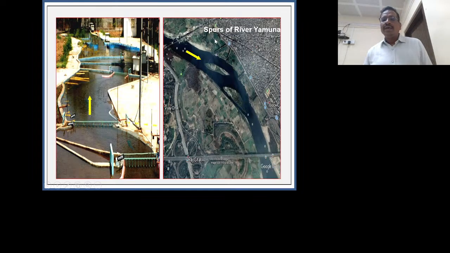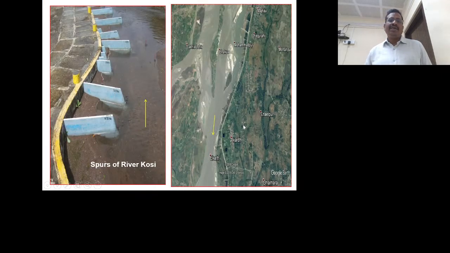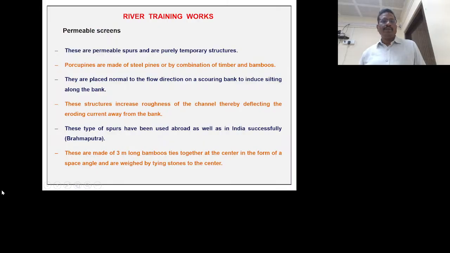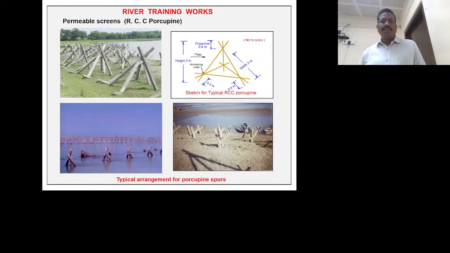Here you can see in the prototype, in this Google image, the series of spurs in the Yamuna river also. These are the series of spurs we have given in the physical model at OC. These are the spurs in the actual prototype. These are the model.